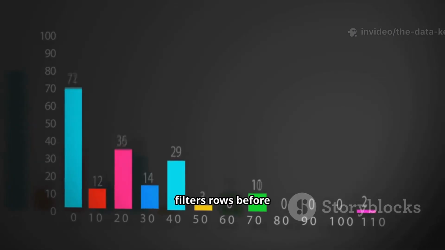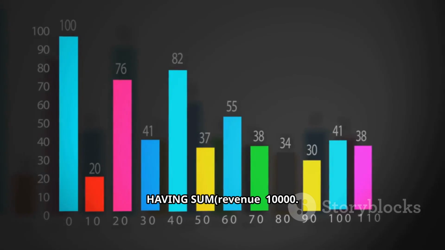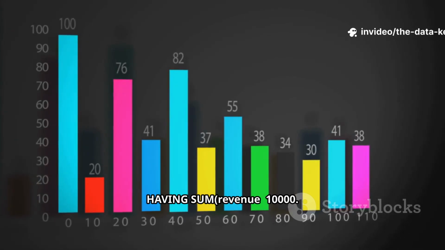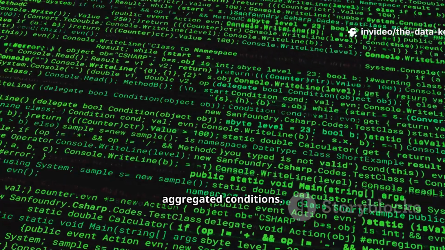Remember, where filters rows before grouping. Having filters after aggregation, for example, having sum(revenue) greater than 10000. You cannot use sum in where. Use having for aggregated conditions.